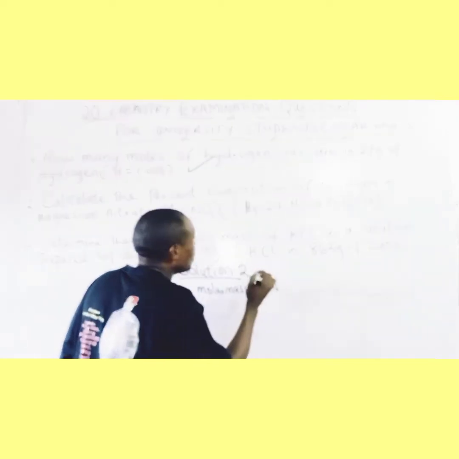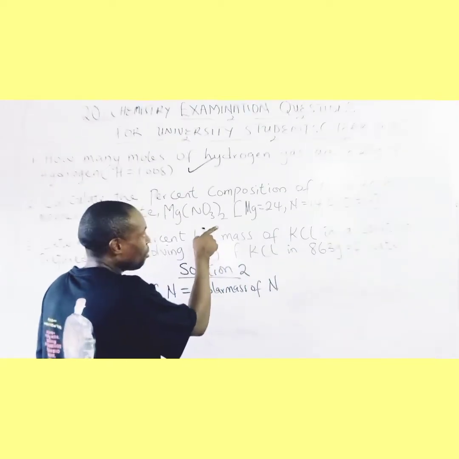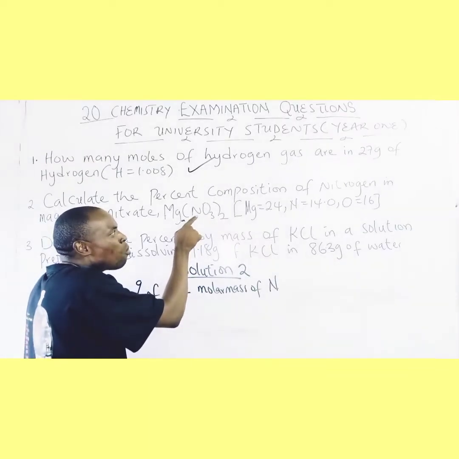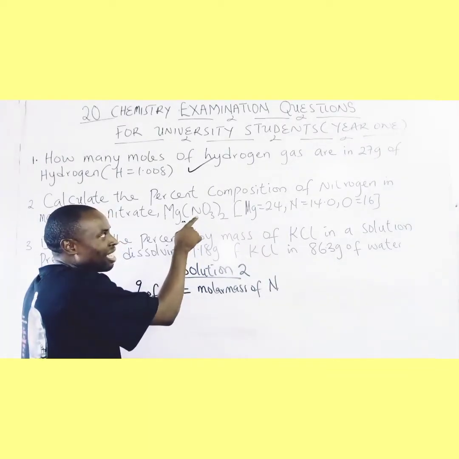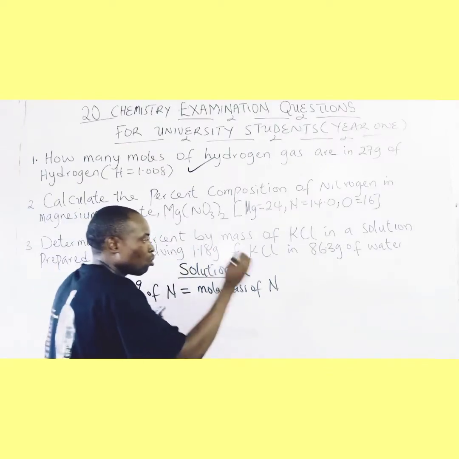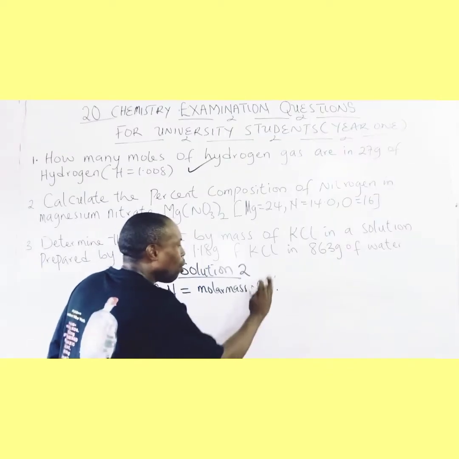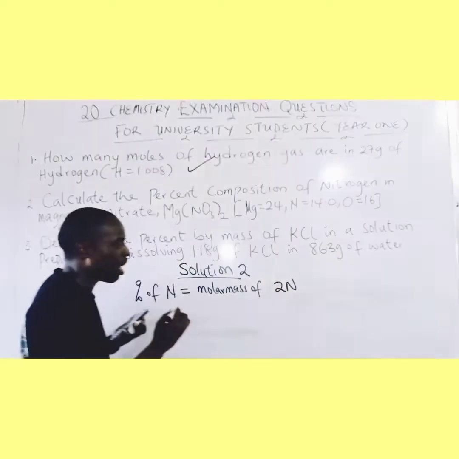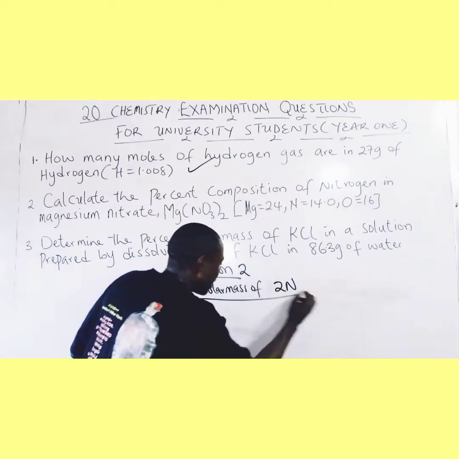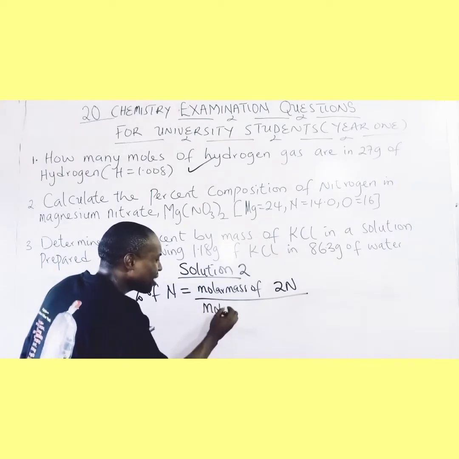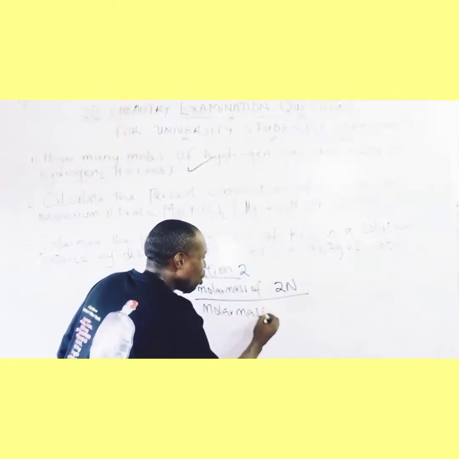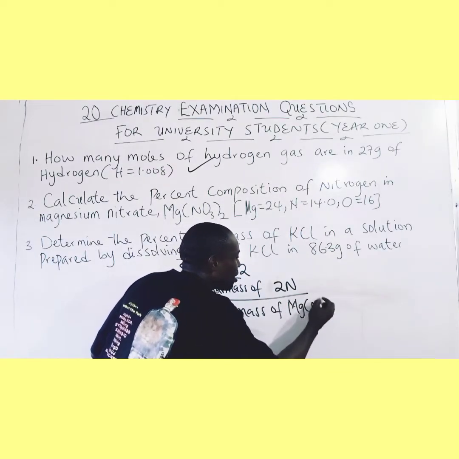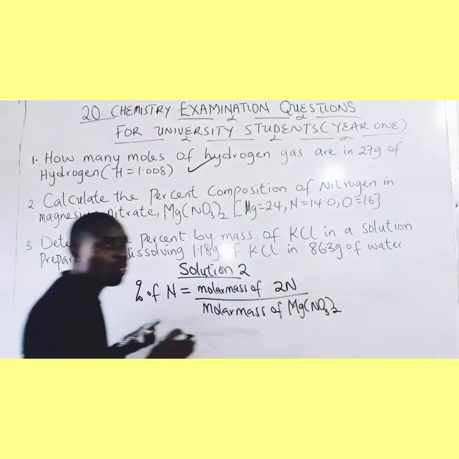Don't forget that the percentage of nitrogen, which is an element inside the compound, is equal to the molar mass of nitrogen, remembering that the number of atoms of nitrogen here is 2. So we say the molar mass of the 2 nitrogen over the molar mass of magnesium nitrate.